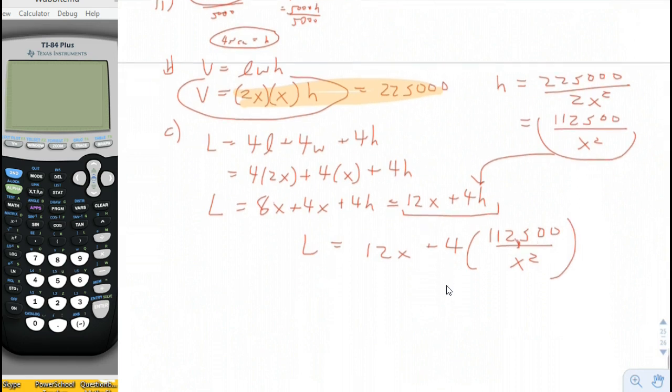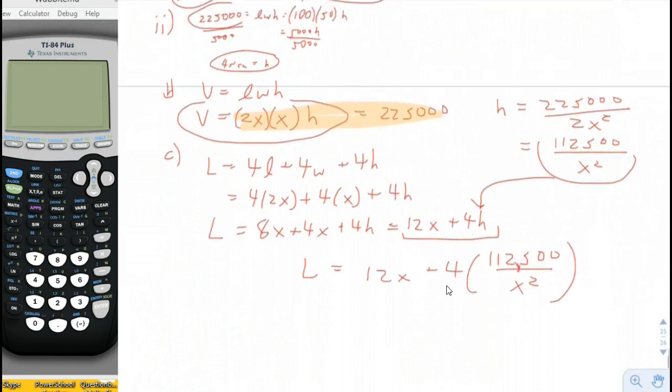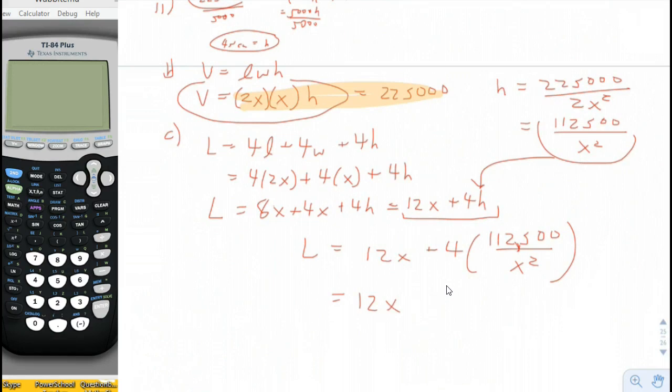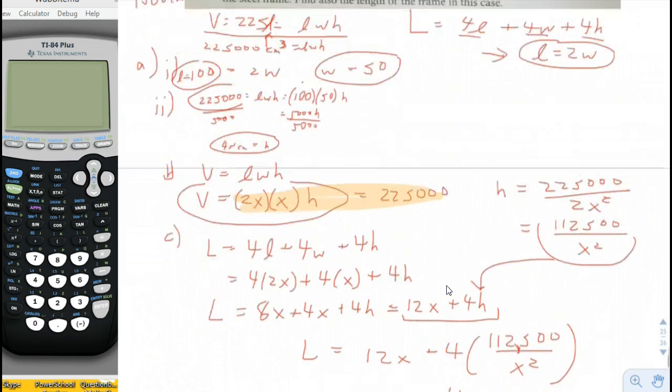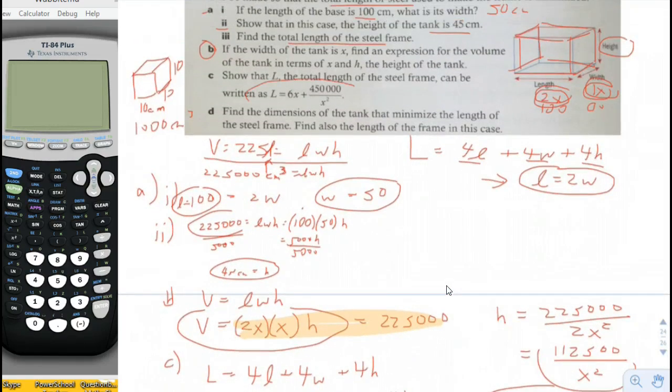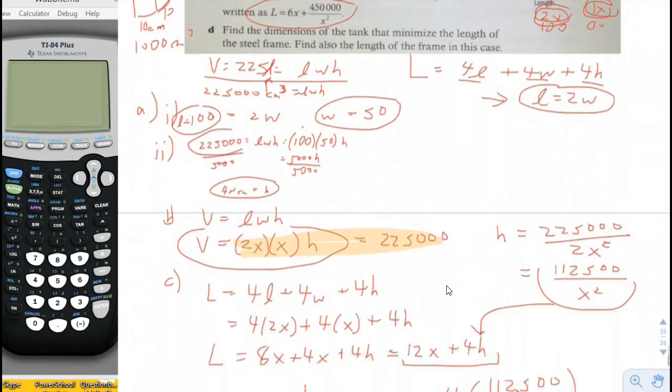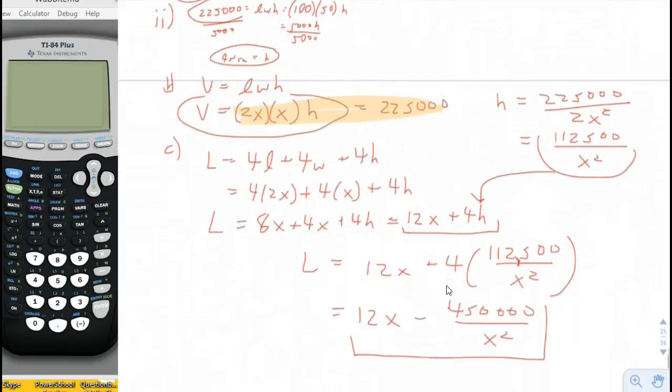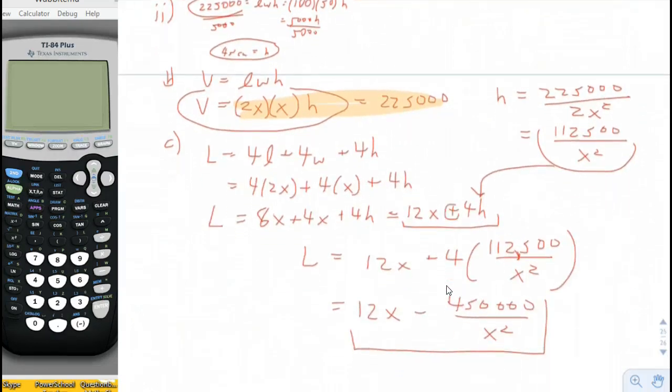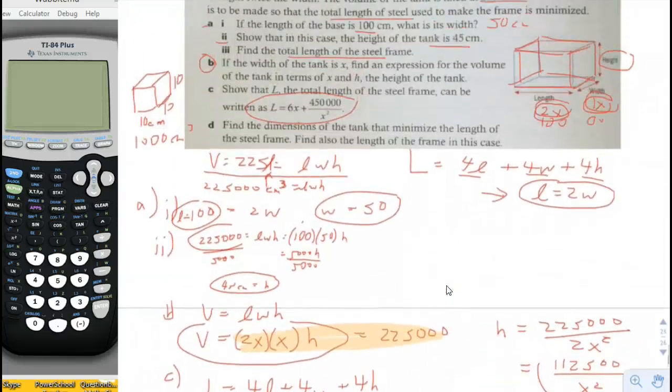Okay? And then, is that close to what we need? Let's just simplify a little bit. So 4 times 112,500 will be 450,000 divided by x squared. Now, is that the answer we were looking for? It is, except they had plus and we got minus. Oh, here. It's plus, isn't it? Okay, we'll fix that. All right.